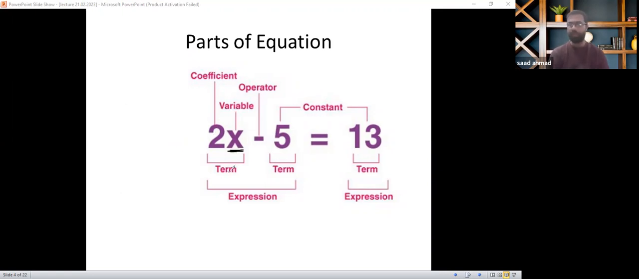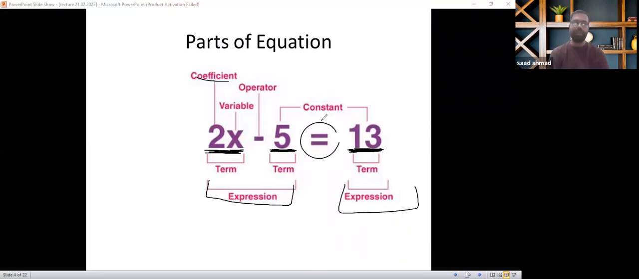This one is the variable. And the numbers without any variable with them, we call constants. 5 is a constant. 13 is a constant because this term cannot change. 5 will remain 5, 13 will remain 13, but this 2x will change depending on x. So this is a variable, right? And the number with the variable is called the coefficient. This whole thing is an expression, and this is also an expression. They are connected by the relation of equality. So that's basically an equation.